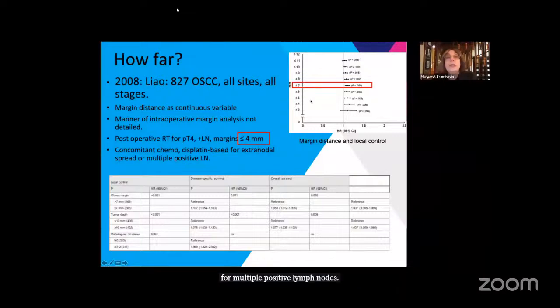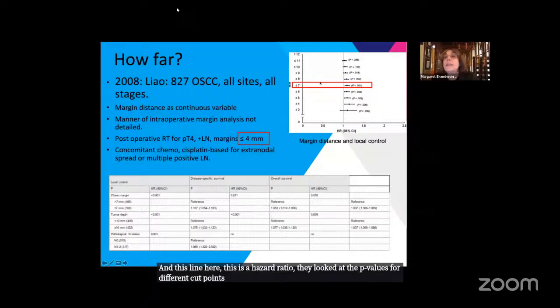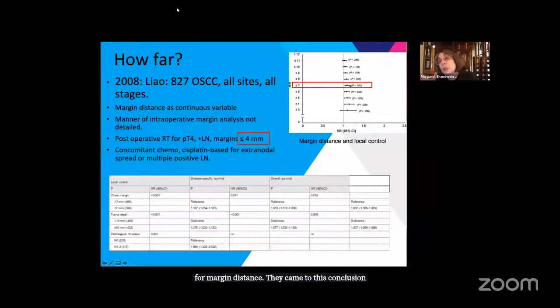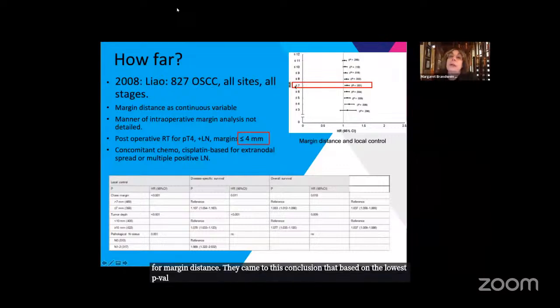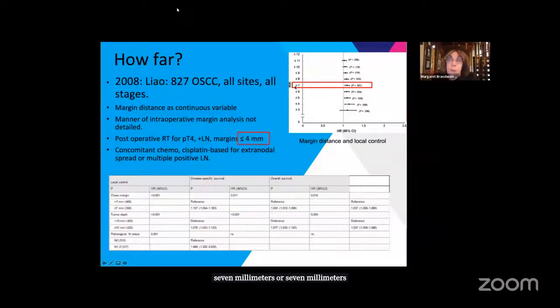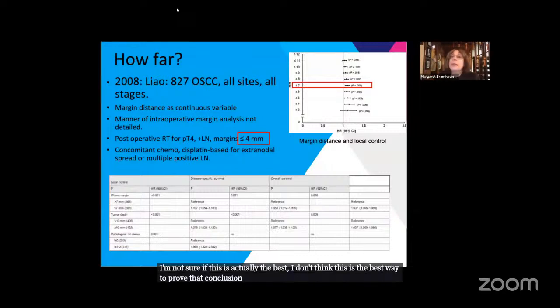What this group did is they looked at the p-values for, and this line here is a hazard ratio. They looked at the p-values for different cut points for margin distance. They came to the conclusion that, based on the lowest p-value, you have an optimal cut point of 7 millimeters or more. I'm not sure if this is actually the best. I don't think this is the best way to prove that conclusion. And certainly they didn't look at other variables, but this is the first large study that I could find that began to address this issue.